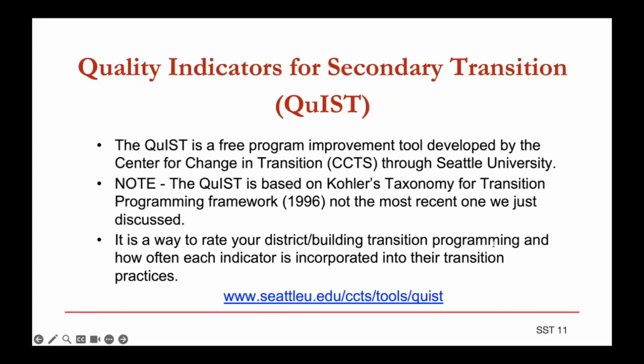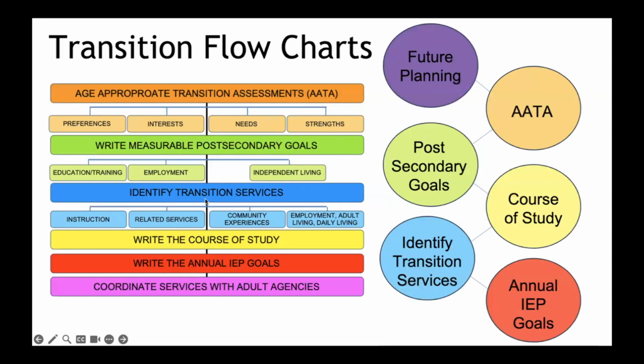How do you know the order in which things need to be completed, and how do different parts of transition planning feed into one another? So we have two flowcharts here. Now, keep in mind with these flowcharts, I personally want to merge these two charts together.